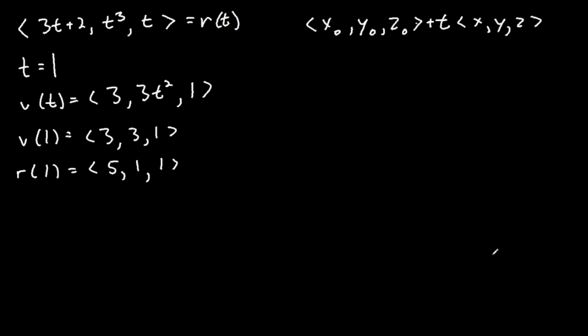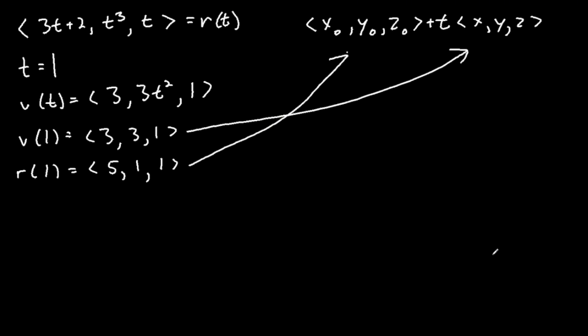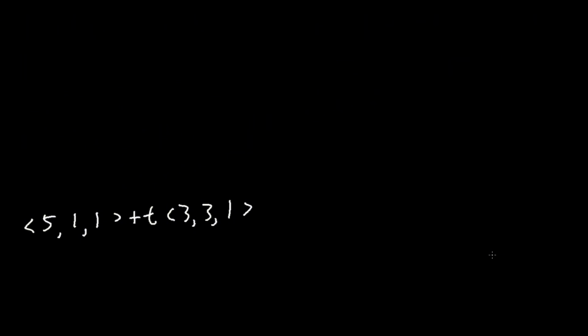So we can actually use this equation here and plug in the values that we got into the vector equation of a line, like this. And if you do that, you get 5, 1, 1, plus t, 3, 3, 1. It's not too bad, right? Let's move on to another problem.